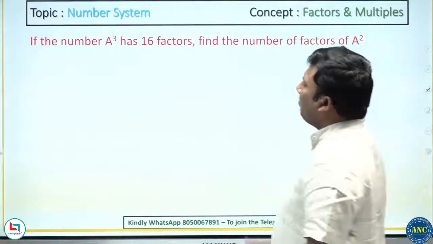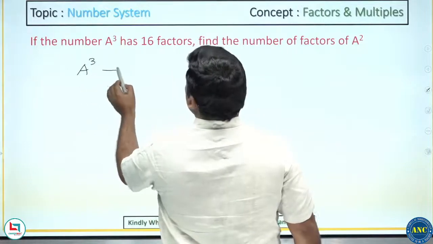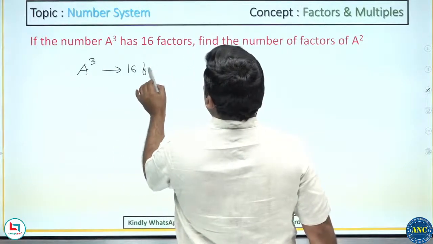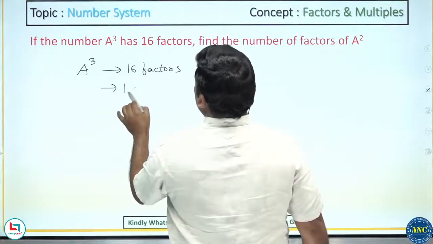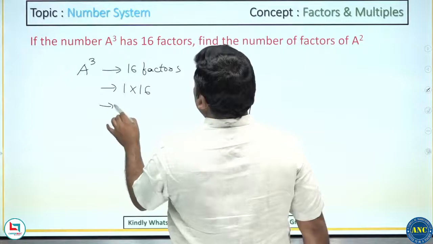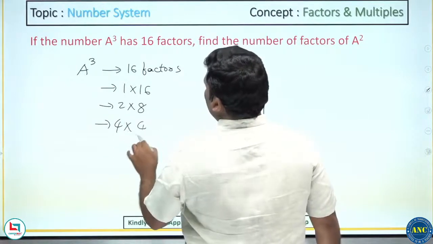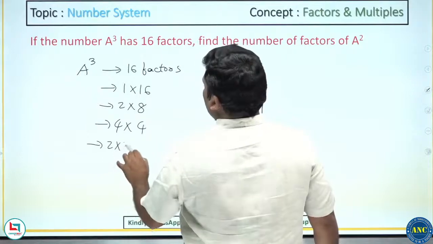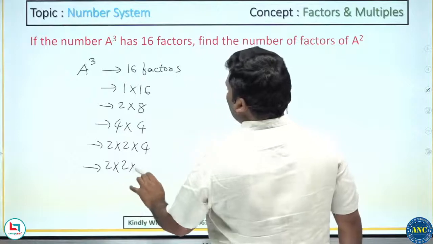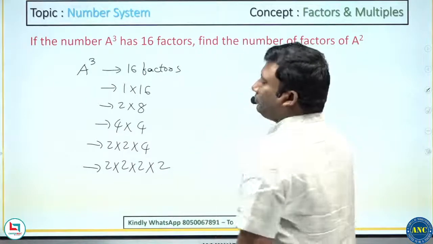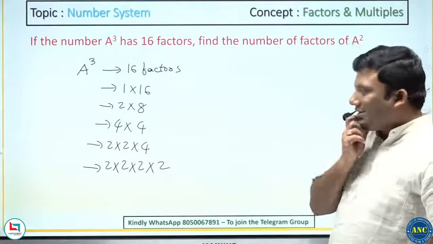Now, a number a cube has 16 factors. 16 can be written as 1 into 16, 2 into 8, next is 4 into 4. It can be written as 2 into 2 into 4, and it can also be written as 2 into 2 into 2 into 2. I hope the idea is clear.